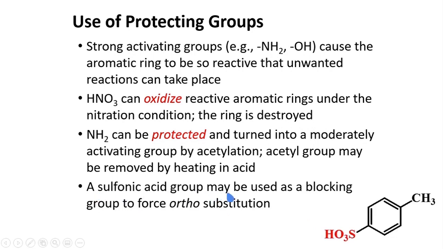A sulfonic acid group may be used as a blocking group to force ortho substitution. So if you have a sulfonic acid group at the para position, this position is blocked, and successive electrophilic aromatic substitution for the case of toluene can only occur at the ortho position. There are procedures wherein you can control the substitution of a sulfonic acid group. Now, the sulfonic acid group can be removed again by mixing with dilute sulfuric acid.